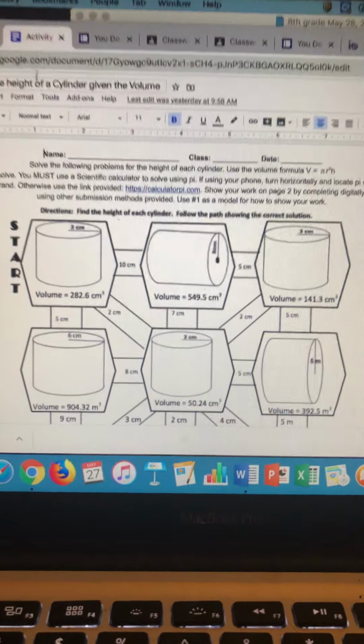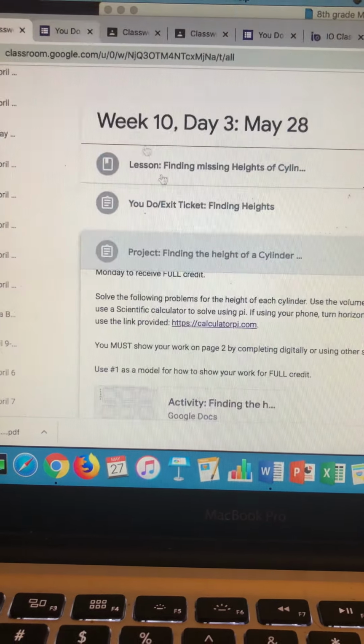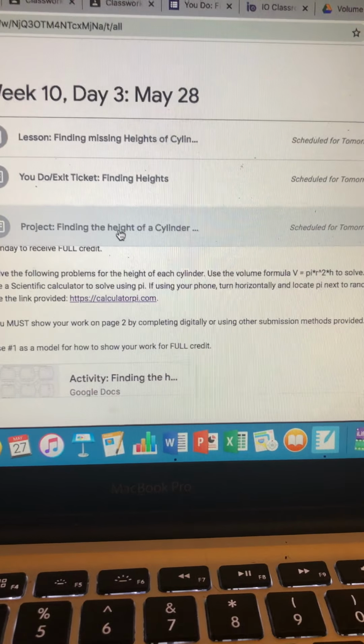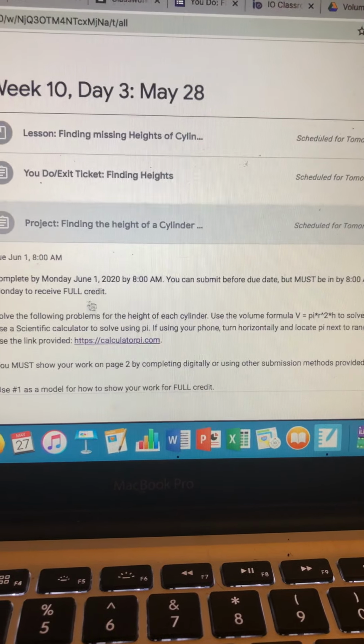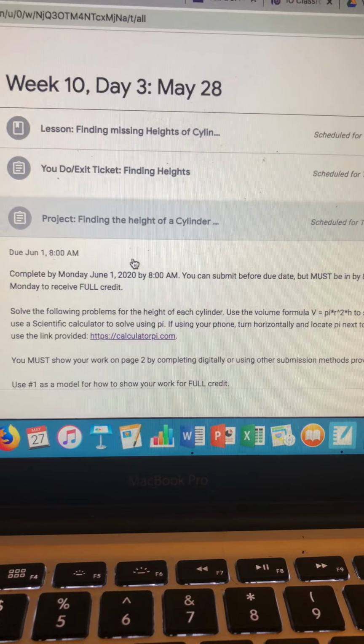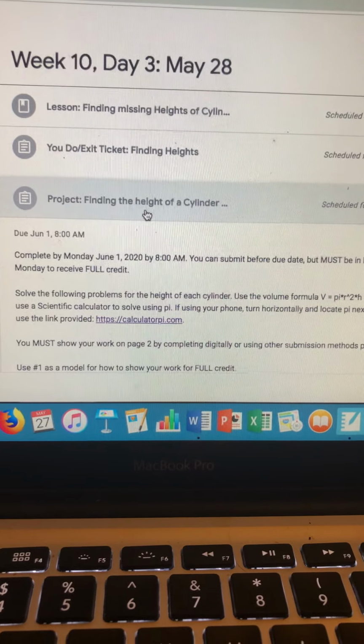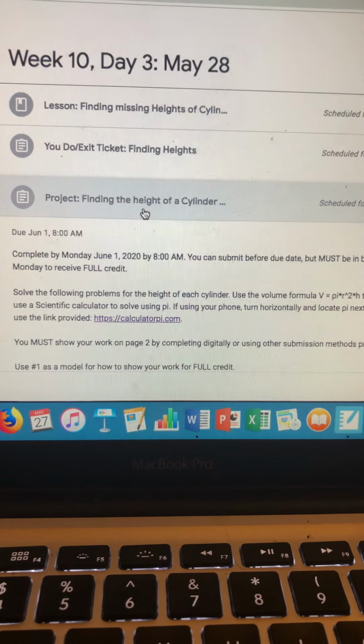Okay, so it is a project. It's going to be worth 6 points. So again, you can submit it before Monday, but it has to be in by Monday at 8 a.m. June 1st, Monday at 8 a.m. If it's any later than that, I have to start deducting points for it being past the due date. Okay, I hope that was clear.